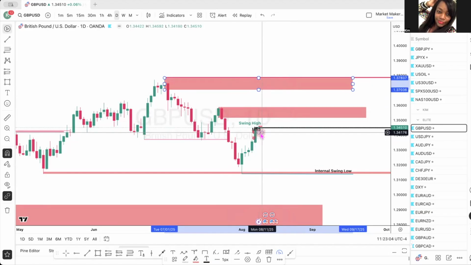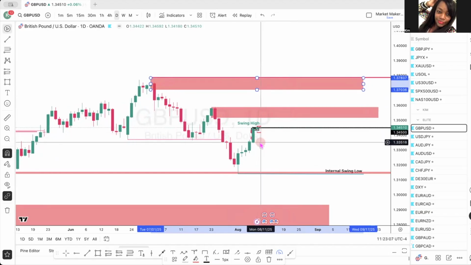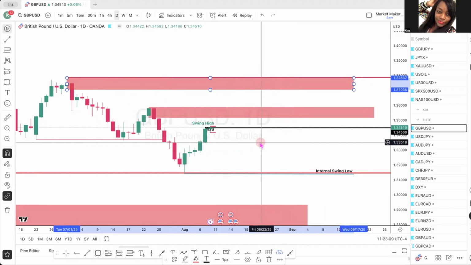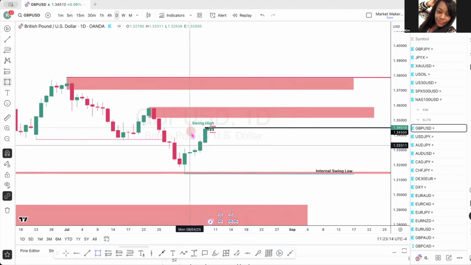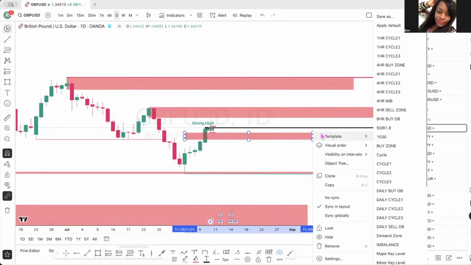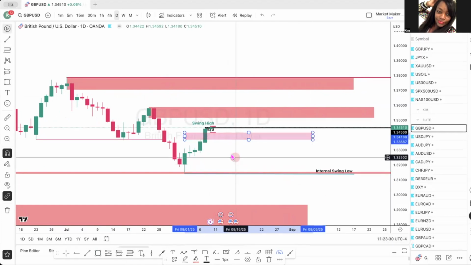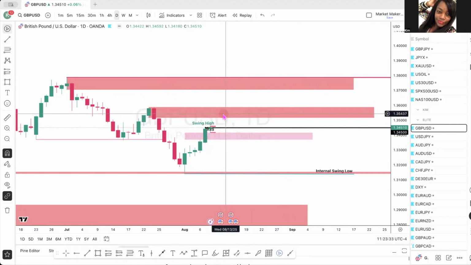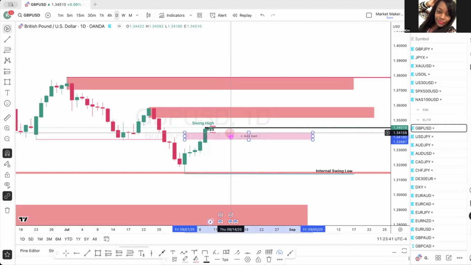Based on what I'm seeing, for those that trade imbalances, you have an imbalance here, and this imbalance here. If you trade imbalances, price is likely to pull back into that imbalance and then push back up to the top side. I don't trade imbalances, so I'm not looking for price to pull back there.